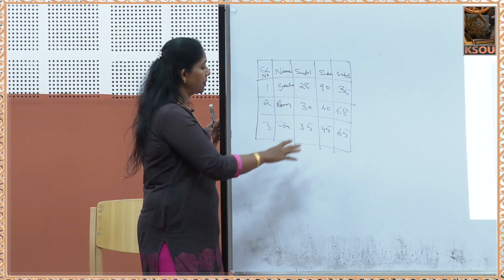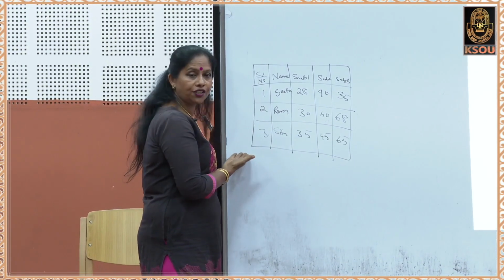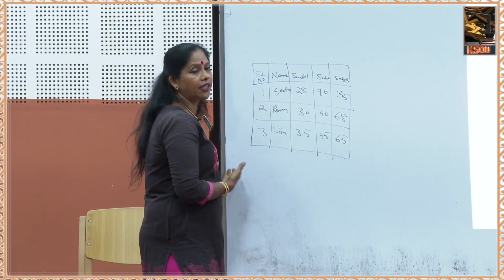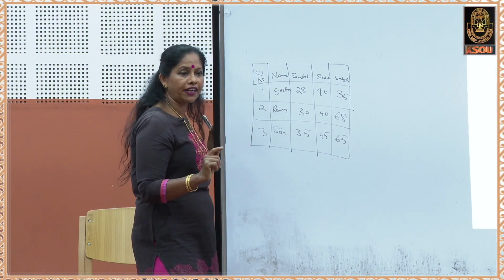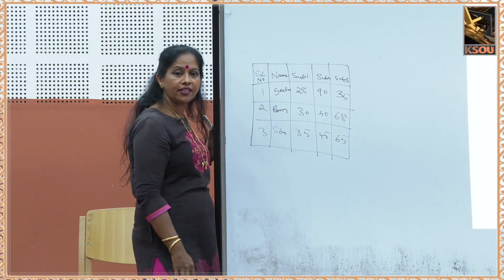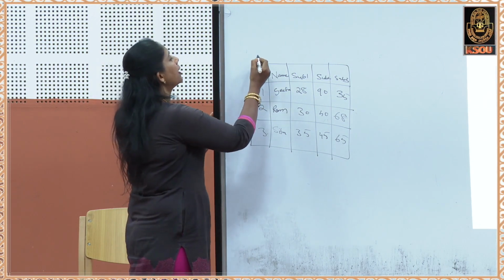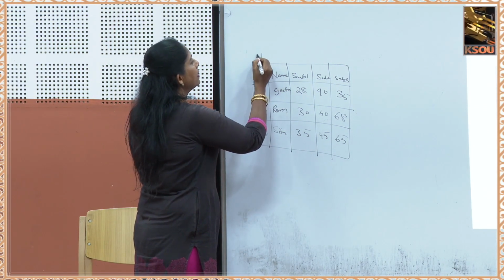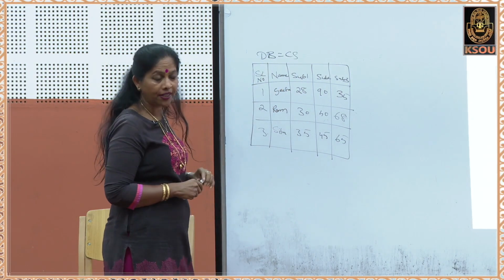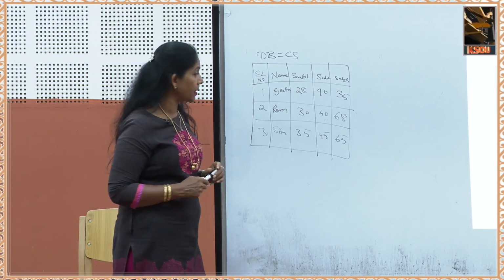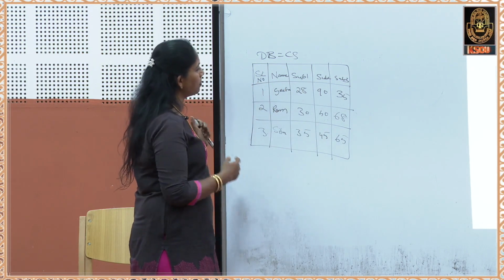Database is nothing but it is a collection of data, related data. So this is a collection of data. This is a table. This is a database. Database is also called as a file. File is also called as a database. This is one file. This is one database. This may be related to CS, computer science. So CS means computer science. DB means database. This database is having rows and columns.